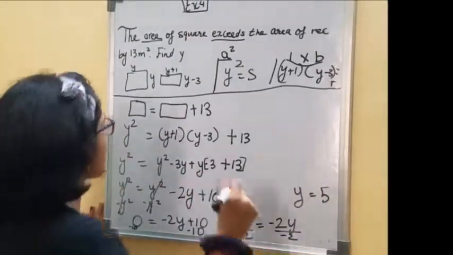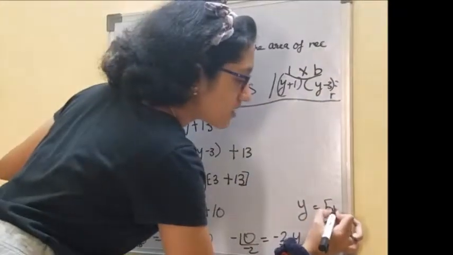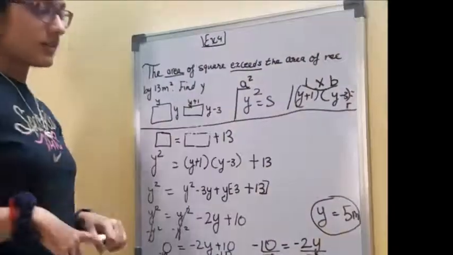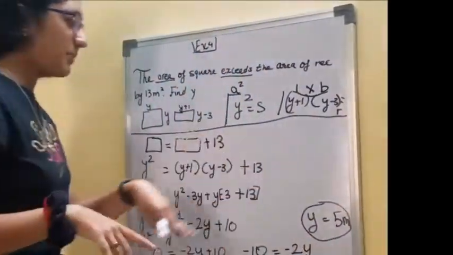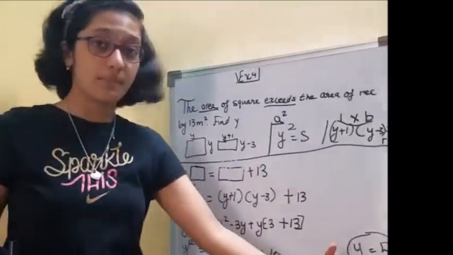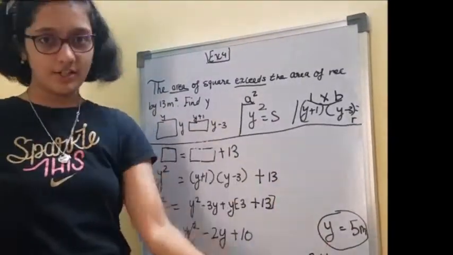And since it says meter over here, don't forget to add the unit. That's going to be your final answer. So this is not meter squared, but meter, because it just says find y and not find area. So it's just going to be 5 meters, not 5 meters squared.